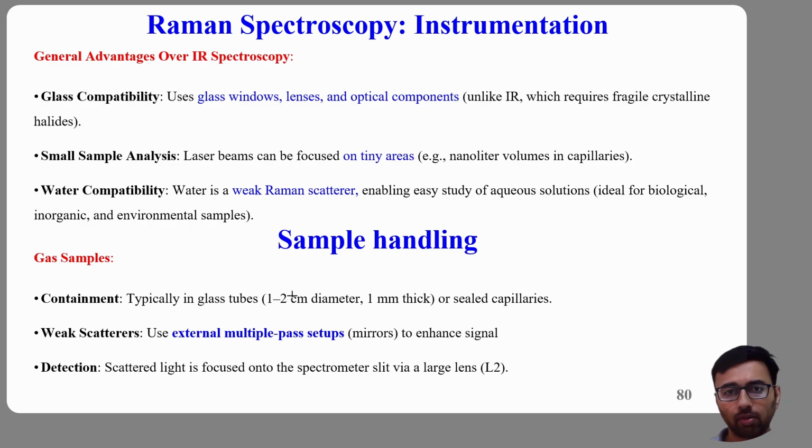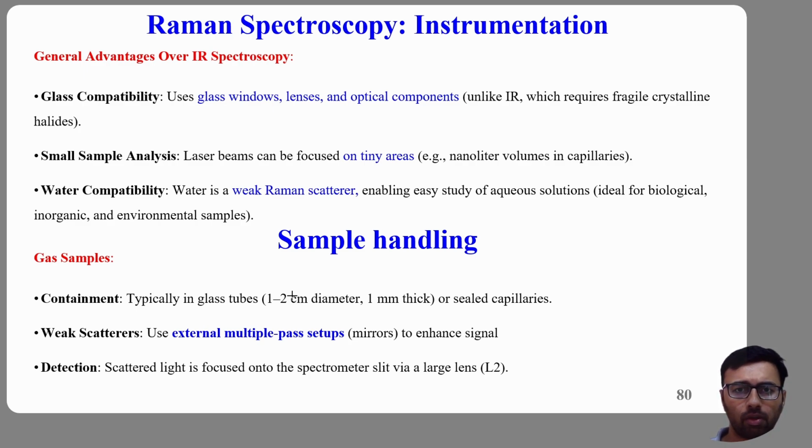But Raman spectroscopy is completely different. Glass is mostly Raman inactive. That means we can analyze samples directly through ordinary glass containers. This is enormously important in real laboratories. You can analyze chemicals without opening the vial, without contaminating the sample, and without exposing yourself to hazardous compounds.